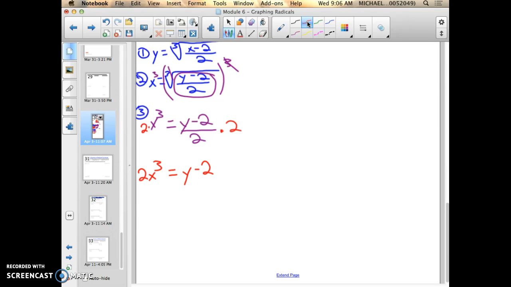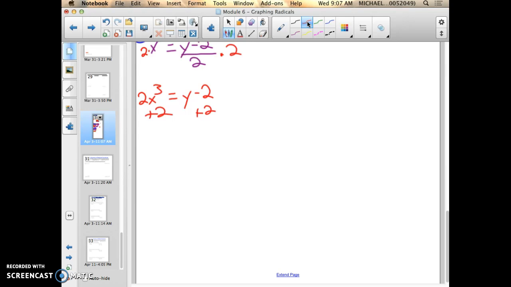And I am almost done. One last thing. I have to add 2 to both sides. 2x cubed and that 2 cannot combine, so I just write both on one side. And now I'm going to put y on the left side to make it look a little prettier. Y equals 2x cubed plus 2.